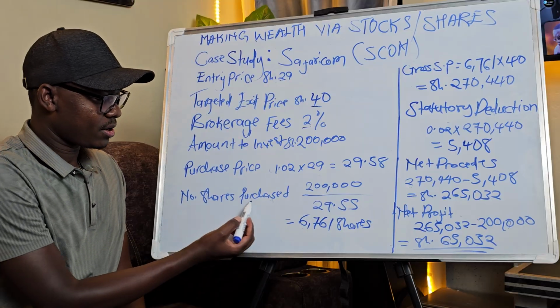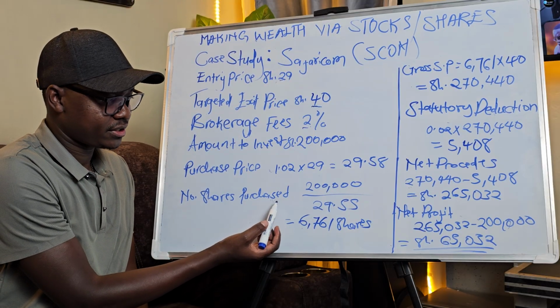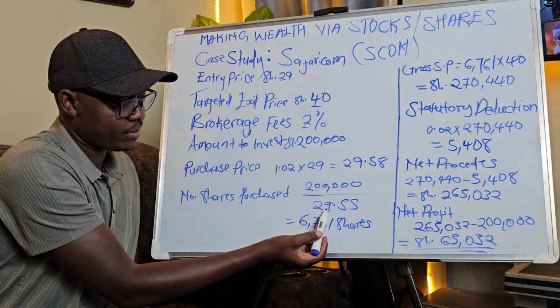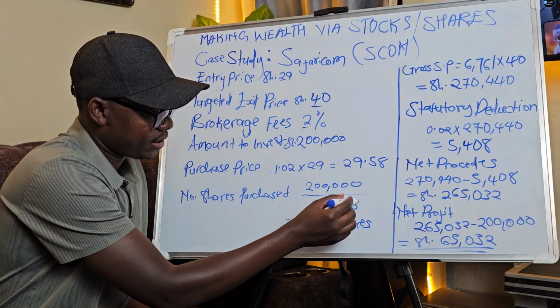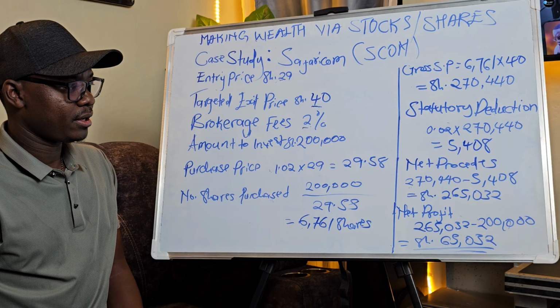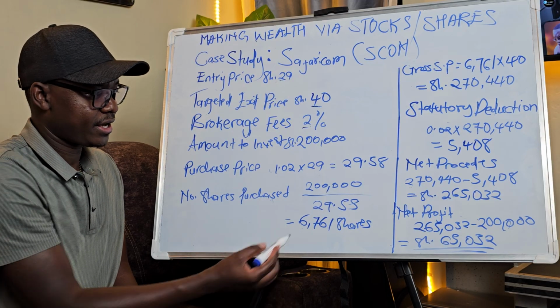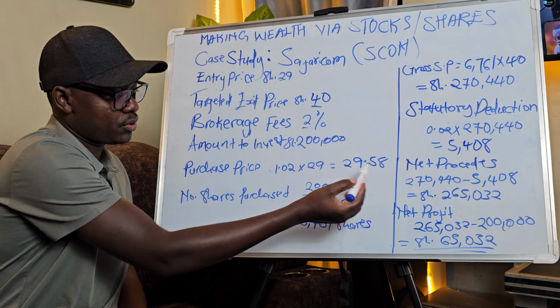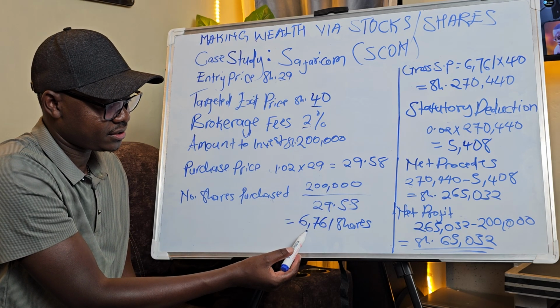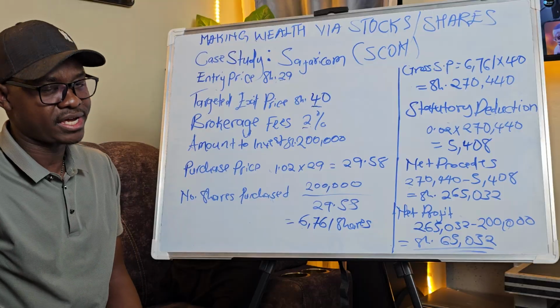Then, for you to get the number of shares that you are going to purchase, take the amount you're investing, which is 200,000 in our case, then divide by the cost adjusted price. If you divide, you are going to get the number of shares. So the number of shares in this case is 6,761 shares.